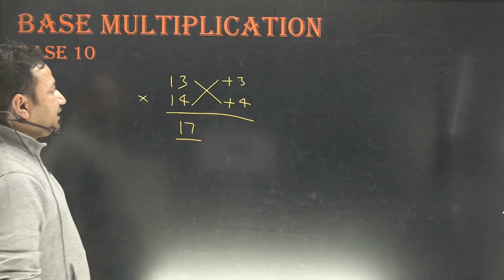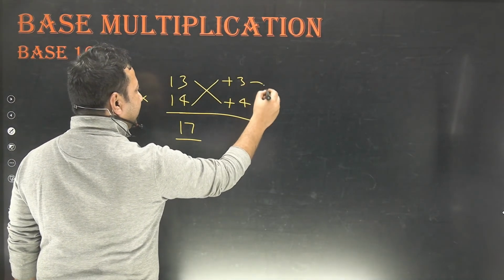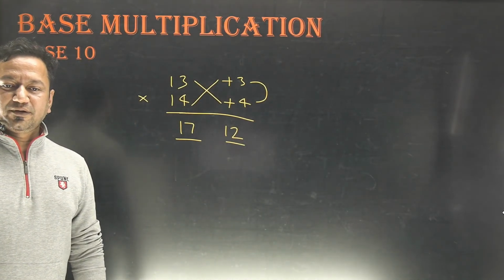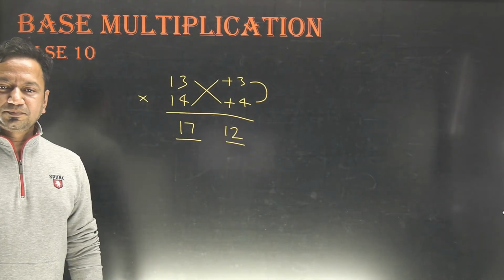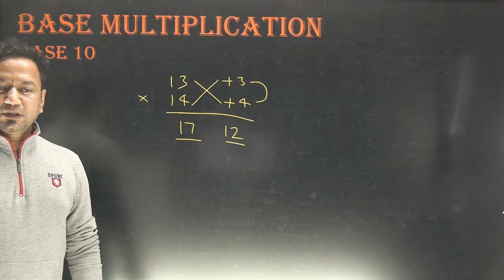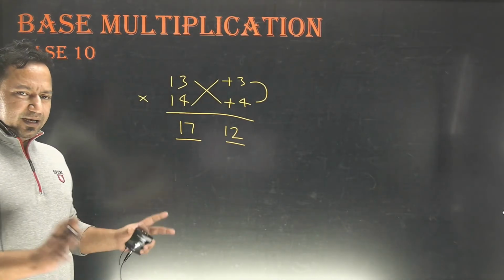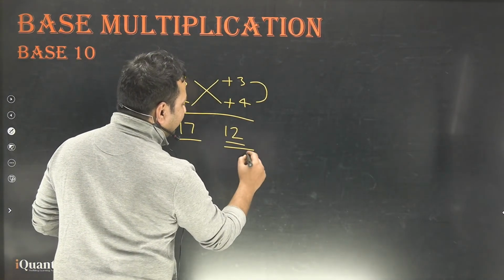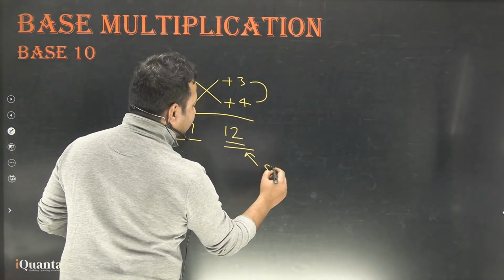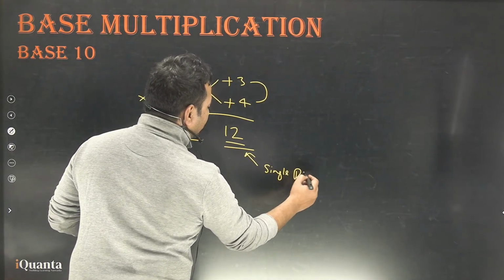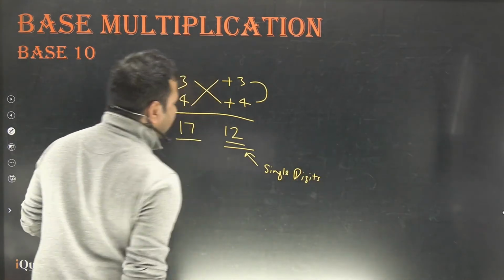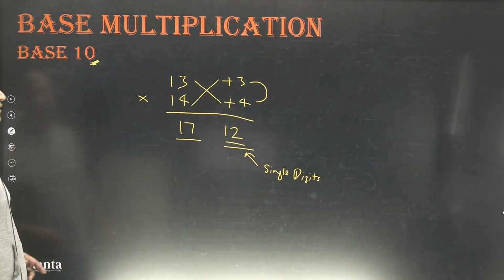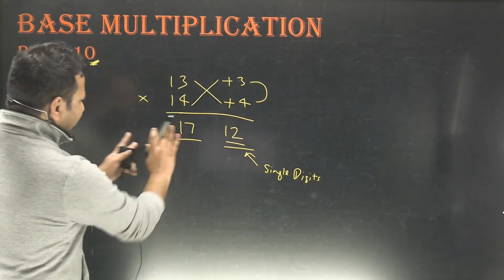3 multiplied by 4. 3 multiplied by 4 is 12. Those who are getting it slow, look at this example and you'll be able to get it. Now the problem over here is that this space can have only a single digit. Only single digits are allowed. And how do we remember it? Because the base is 10, there's only one zero, therefore it has to be only one digit. 17 remains the way it is.